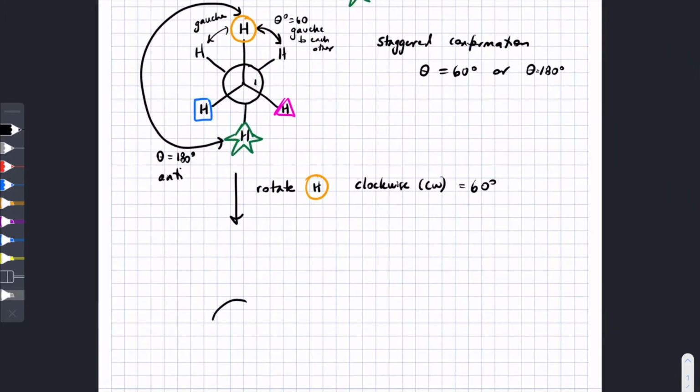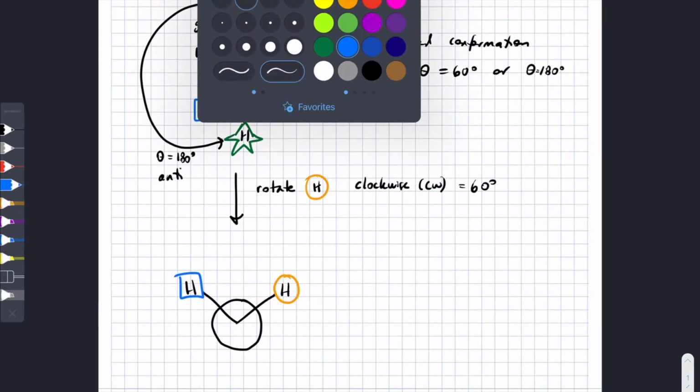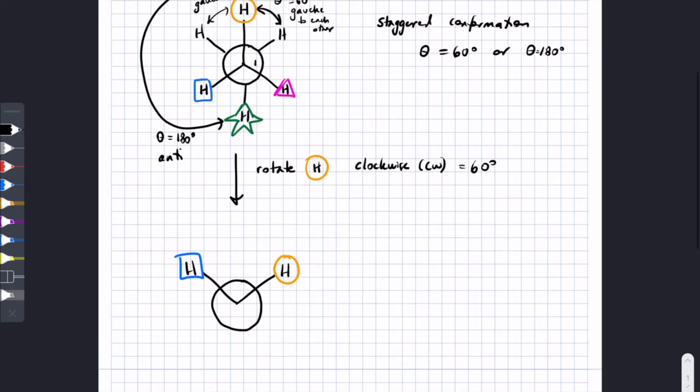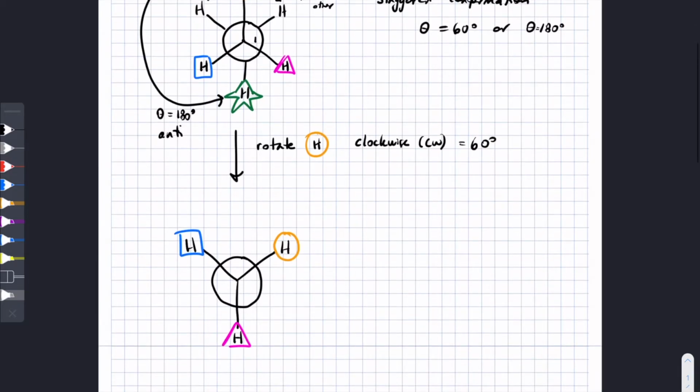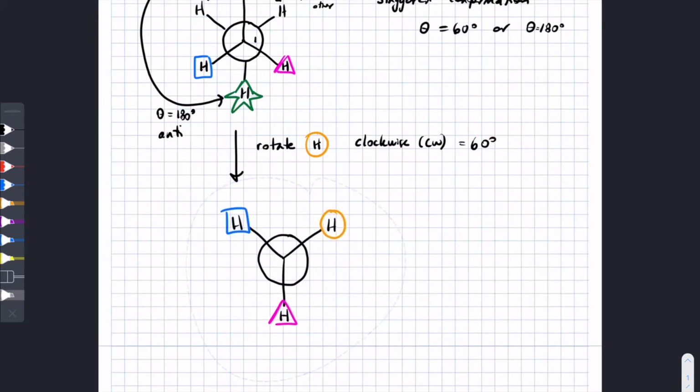When we do that, the orange hydrogen should move to this position. The blue square hydrogen should move to this position. And the pink triangle hydrogen should move here. Now we're only moving the carbon in the front. You could really do that, but this is just a thought experiment.